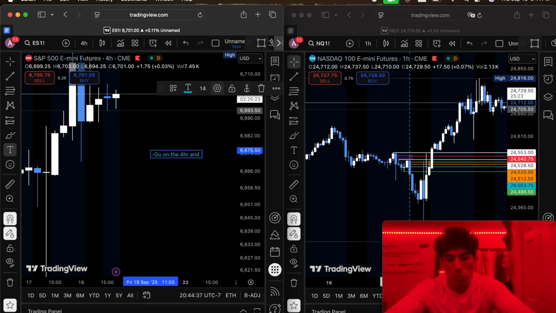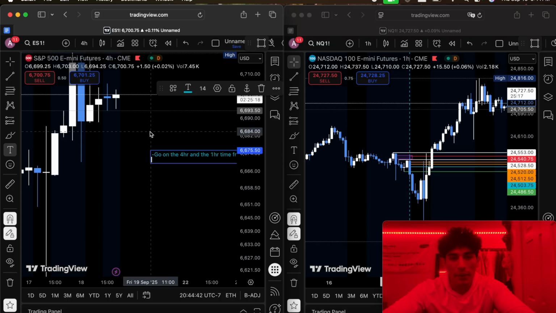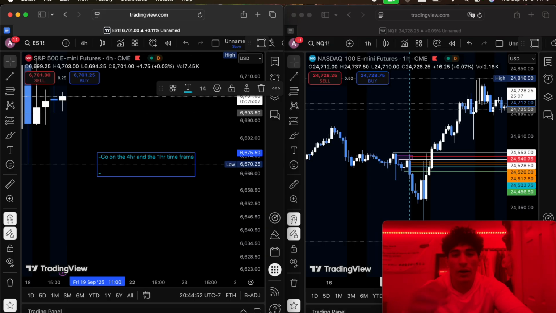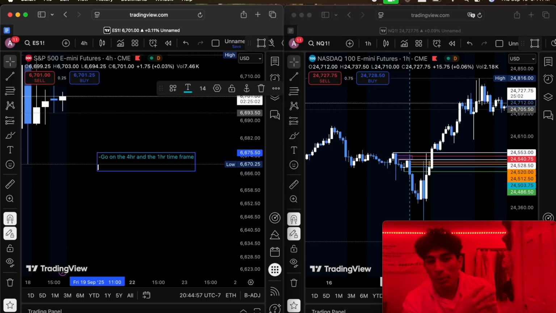Go on the 4 hour and the 1 hour time frame. So if I'm bullish on the 4 hour and I'm bullish on the 1 hour, I'm going to be in a bullish bias. So I'm going to be looking for sweeps of liquidity on lower time frames. Why? Because we are bullish on both time frames, and I'm confident that price action is going to move to the upside.